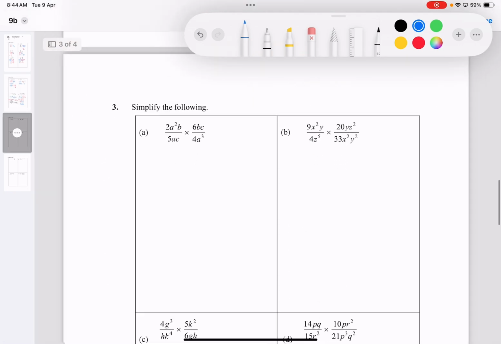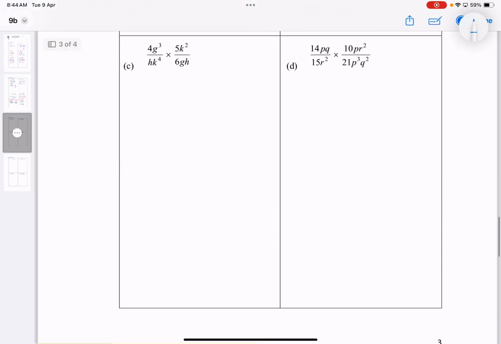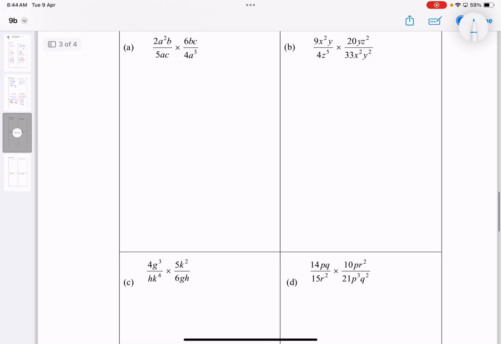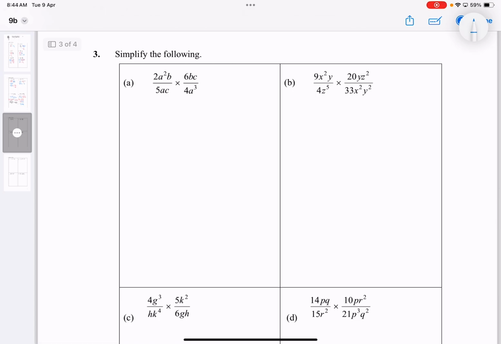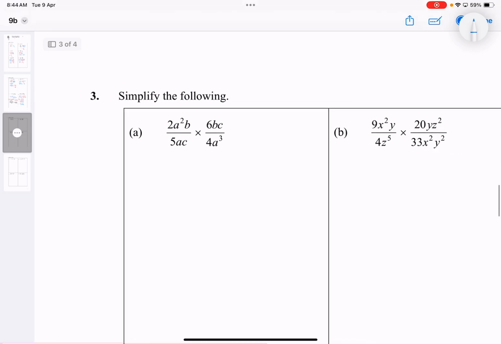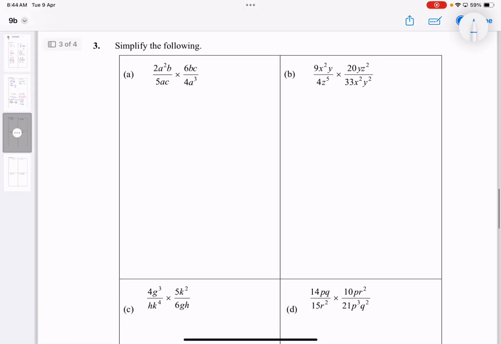Question 3, can you practice by yourself? Can you do these 4 questions by yourself? This one is the same as your question 1. Numbers, put them together. Alphabets, you cancel. I'll give you about 4 minutes, 1 minute for each question. I think it's doable. If you have a calculator, you should be able to do it very quickly. If you don't have a calculator, that is when you will struggle and it will take a bit longer.